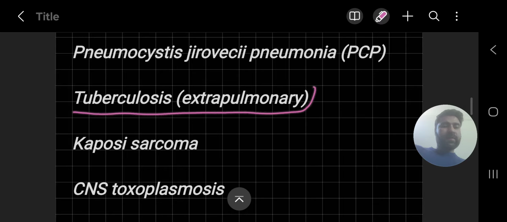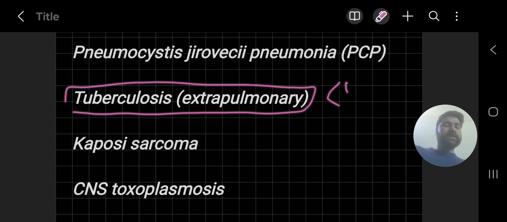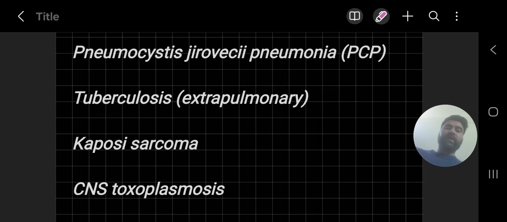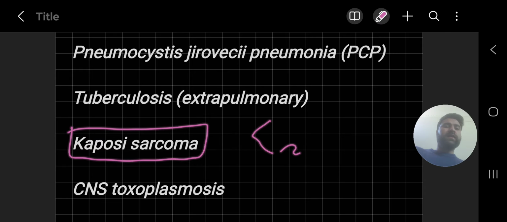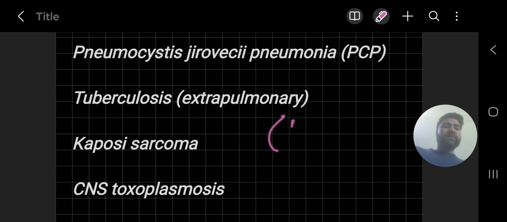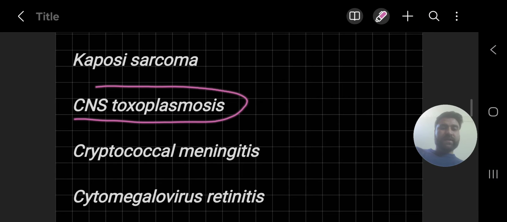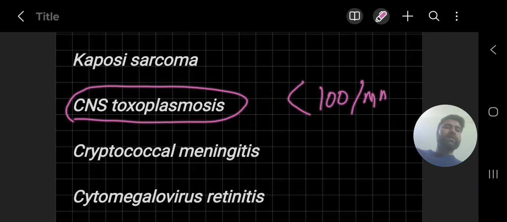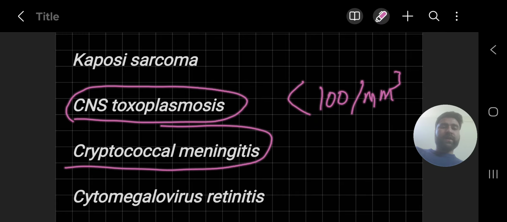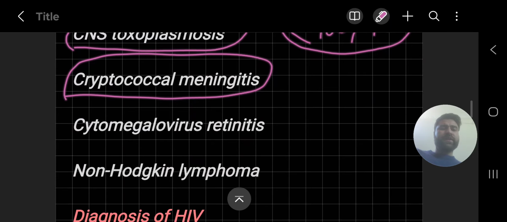Tuberculosis extrapulmonary. It occurs when the CD4 count is less than 500 per millimeter cube. Kaposi sarcoma. It also occurs when your cell count is less than 500 per millimeter cube. Then CNS toxoplasmosis. It occurs when your cell count is less than 100 per millimeter cube. Then cryptococcal meningitis. It also occurs when your cell count is less than 100 per millimeter cube.